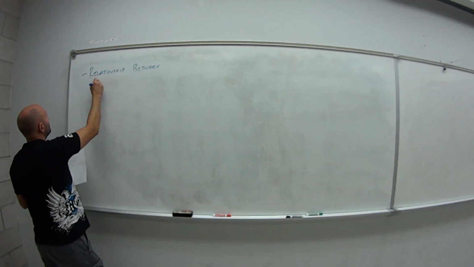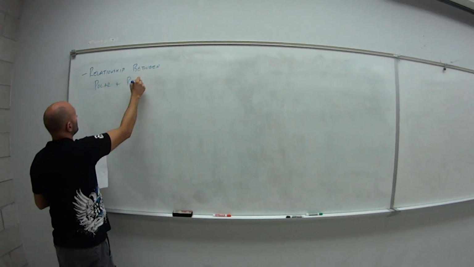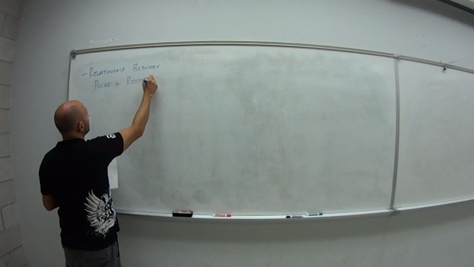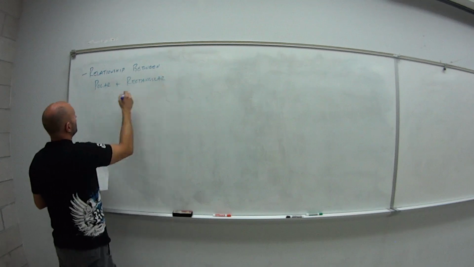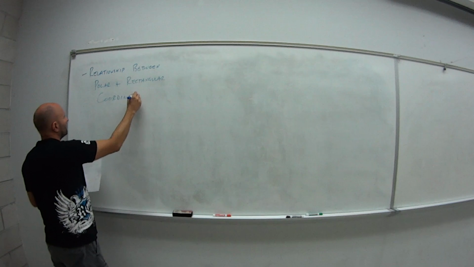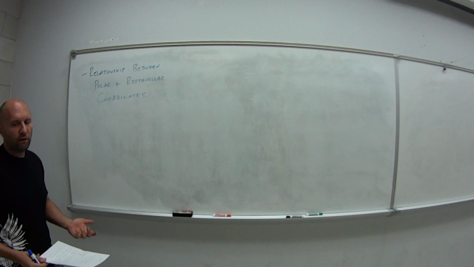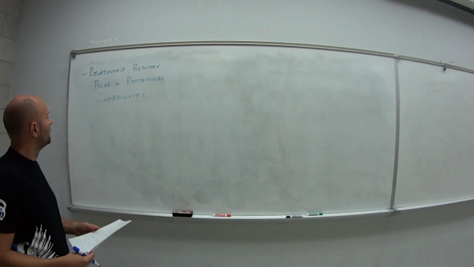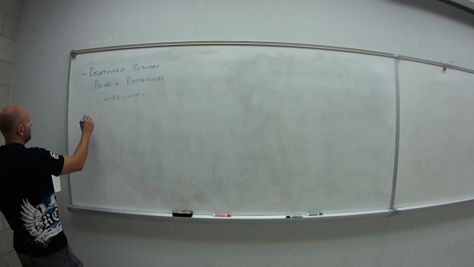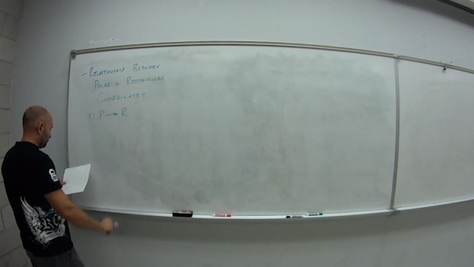between polar and rectangular coordinates. This you're going to want on your cheat sheet, this formulation. So first is polar going to rectangular.